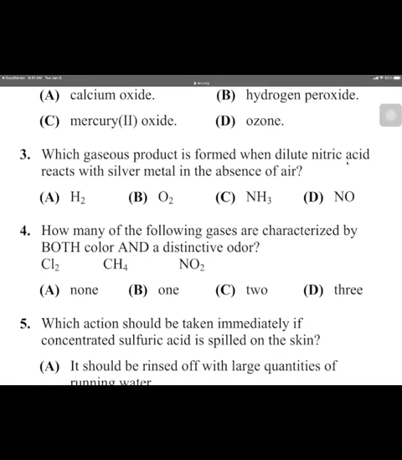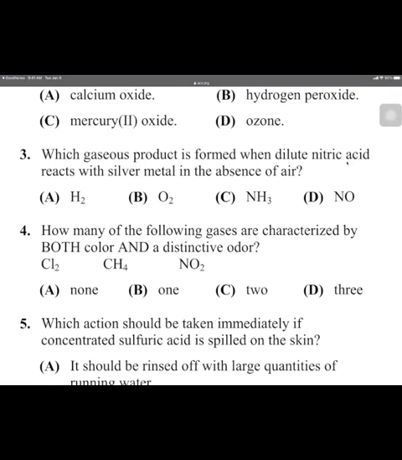What is the answer? You definitely cannot choose A. It's not hydrogen gas, okay? Because the H+ here is not strong enough, right? It's not strong enough in any place to oxidize silver.